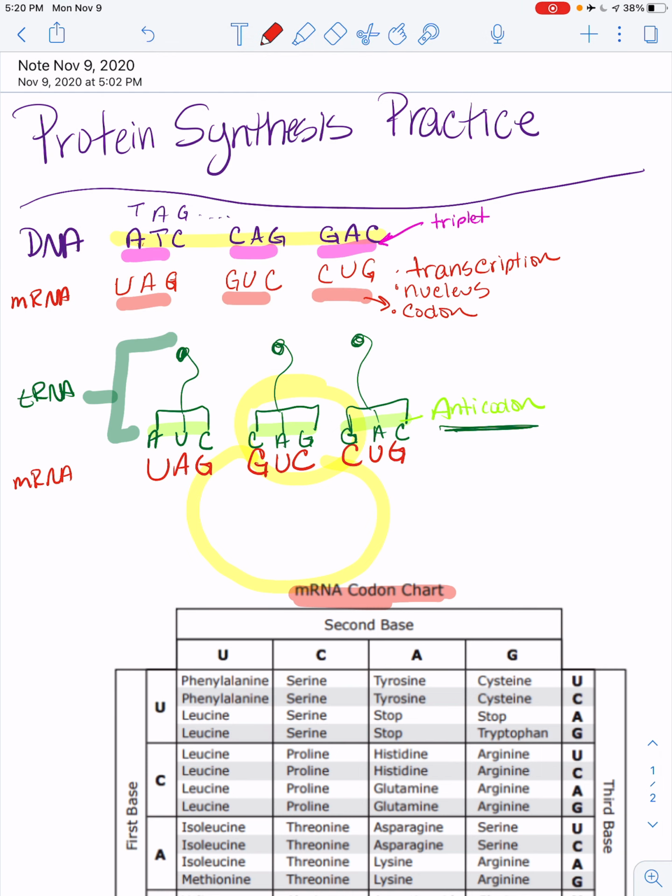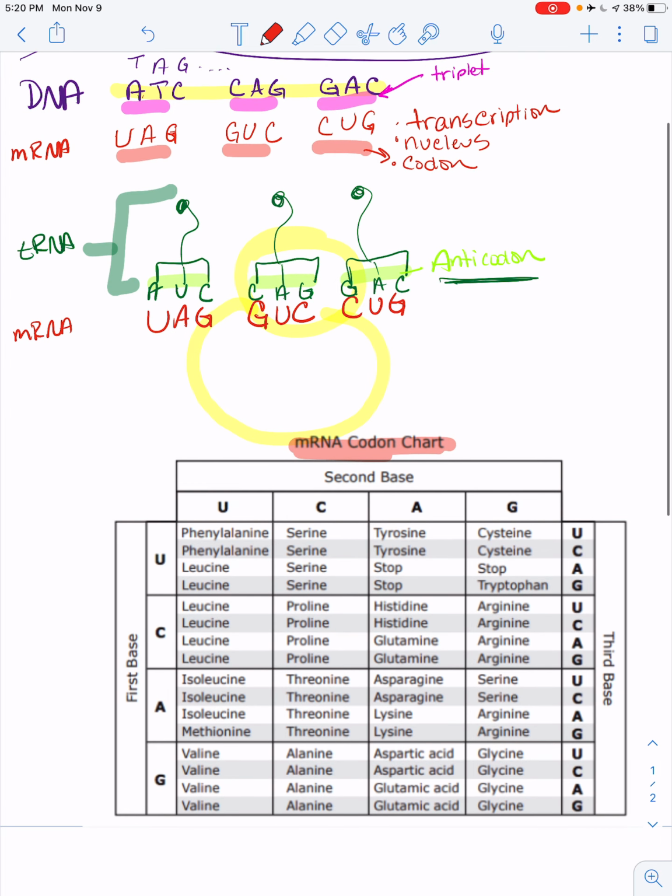So let's look at this. We're going to go from left to right. So we're going to go this direction, just like reading a sentence. And here it says the first base. So this is the first, second base. This is the second. And then the third base. This is the third. So let's look at this. So we've got U, which is here. Second base we've got an A. And then we've got G. So this is the U area here.